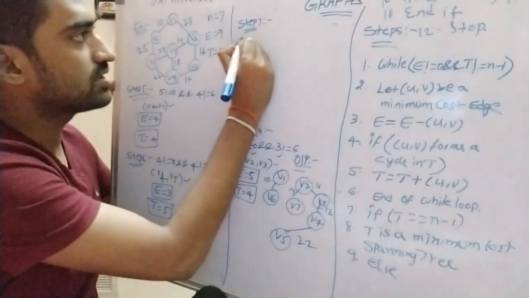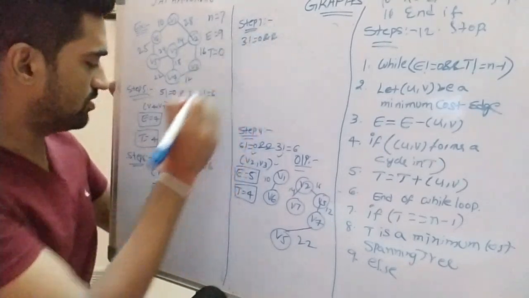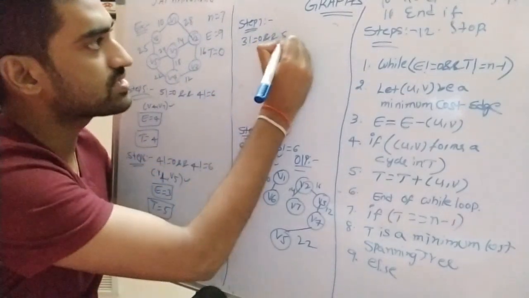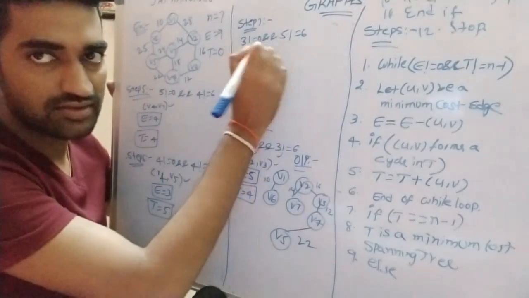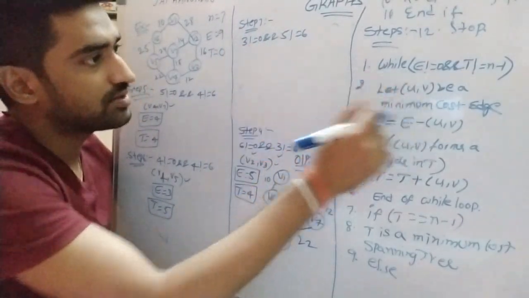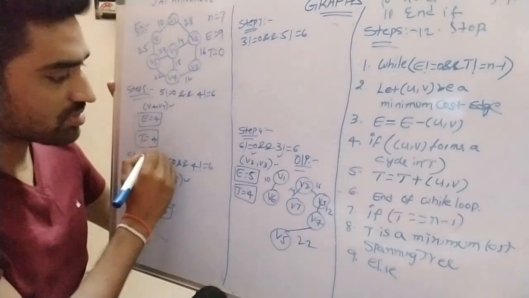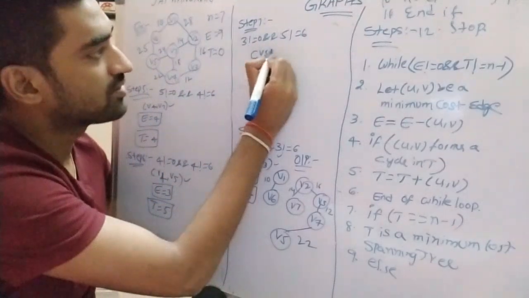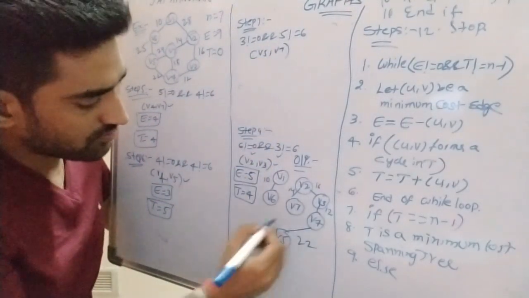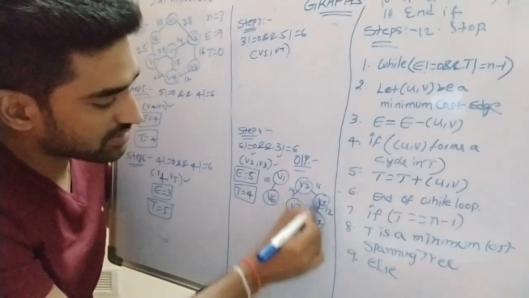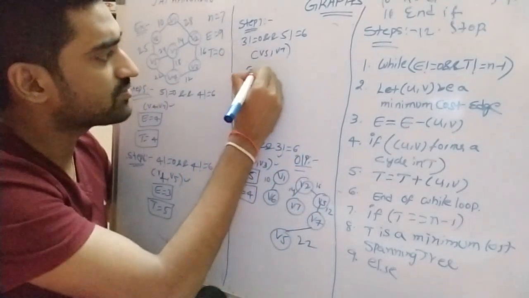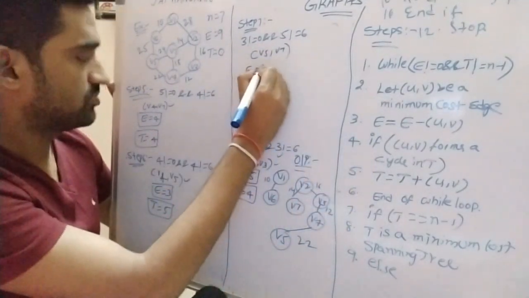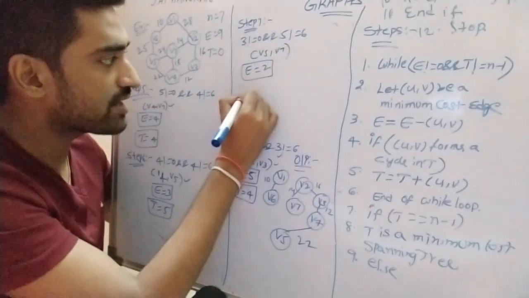E not equal to 0, 3 not equal to 0, logical AND of 5 not equal to 6. Both are true. Then we are entering into U comma V being a minimum cost edge. What is the next minimum cost edge? 22 is chosen. Then 24, V5, V7. V5, V7 also forms a cycle, but this can be detected from the set of network edges. Why? Because this is already chosen. So E is equal to 2, but this edge cannot be added to the output.